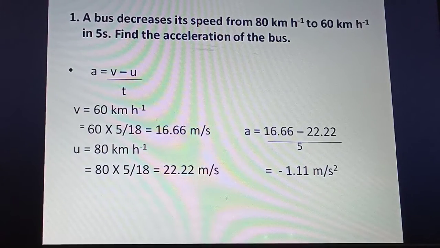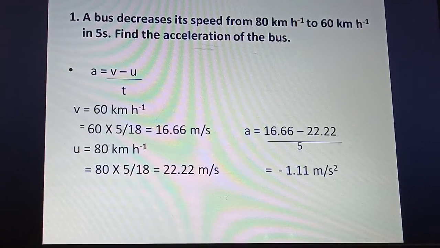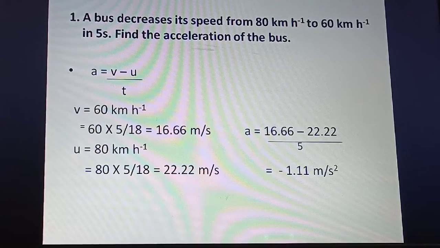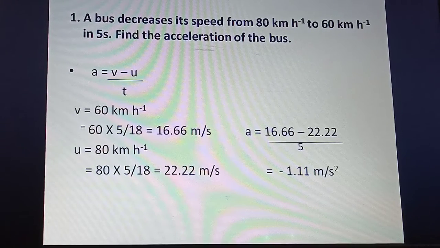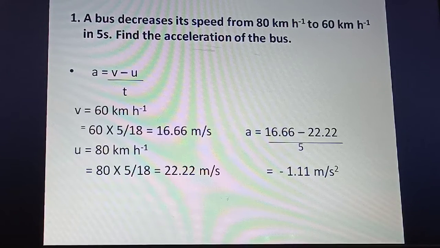A bus decreases its speed from 80 km per hour to 60 km per hour in 5 seconds. Find the acceleration of the bus. So what happens? The bus moves. First it decreases its speed from 80 to 60. When the bus traveled, what was its speed? 80 km per hour. Then slowly it decreases its speed and comes to 60 km per hour within what time? Within 5 seconds. So you have to find the acceleration.